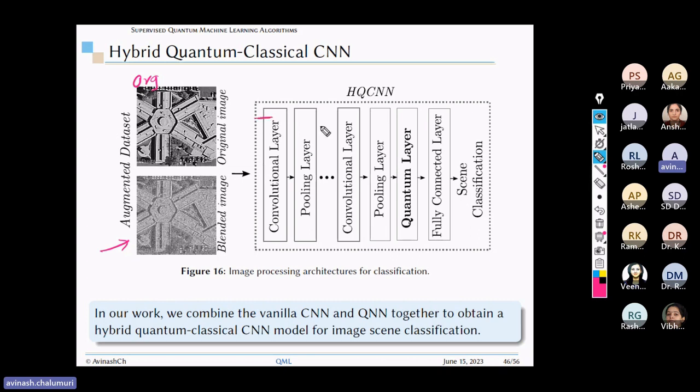So we have the convolution layer, pooling layer, and so on. We added a quantum layer in between. Again, PennyLane allows you to do that, and the TensorFlow Quantum package also allows you to experiment with this particular scenario. And then it is finally passed through a fully connected layer for the scene classification task.